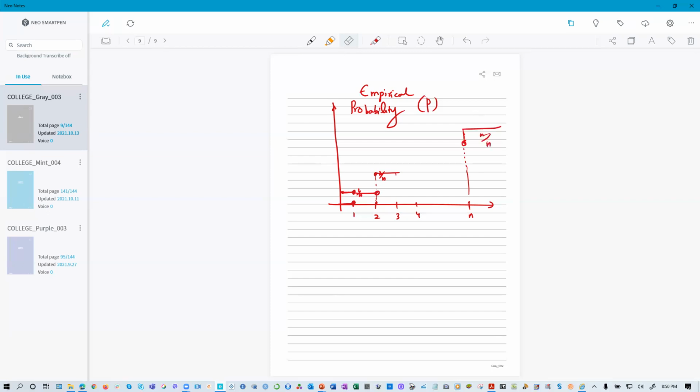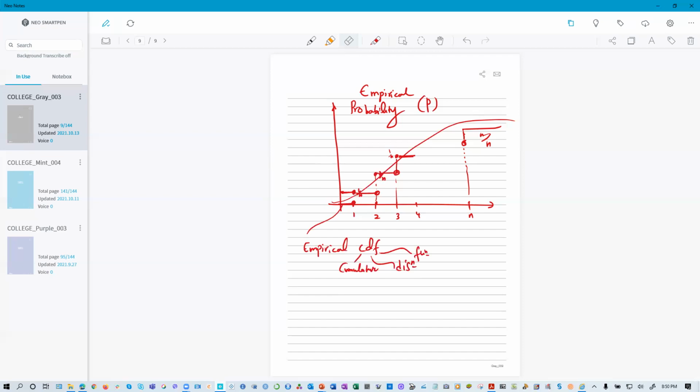And if you go to the third one, this is open at this location, 3 over N. Right there, it's the step function. That's how you're going to have something called the empirical CDF. This is called the empirical CDF. CDF stands for cumulative distribution function.